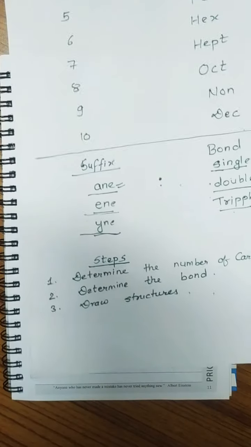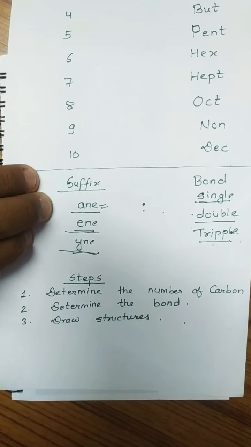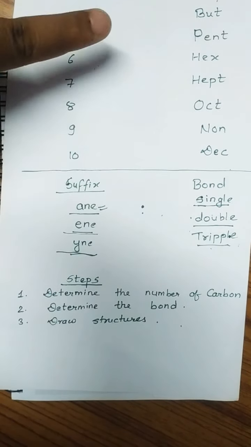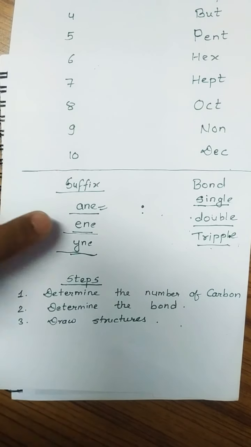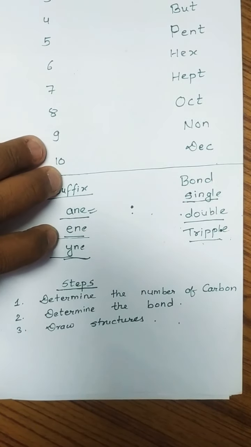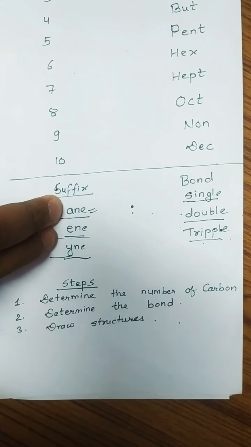Now next is the suffix part. There are 3 suffixes used: ane, ene or yne is added on the back of the prefix. For example, I just told you pentene. Pent is the prefix part and ene is added on the back, so ene is the suffix part. What ane, ene and yne do is give you the type of bond in the molecular structure.